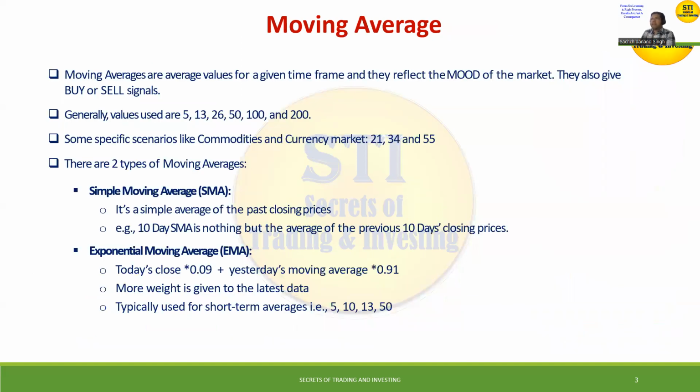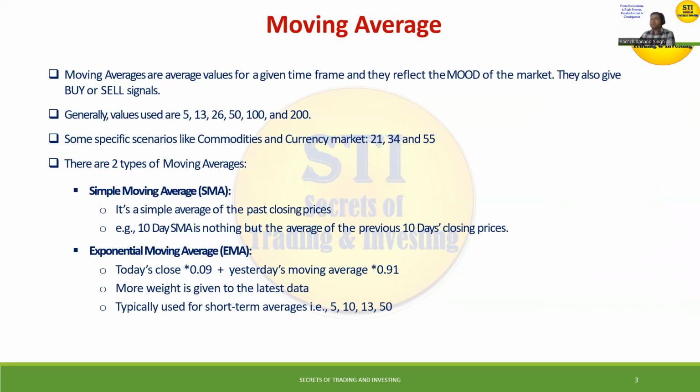So what is moving average? Basically, moving average in general provides some average value in a given time frame. For example, suppose any stock is trading at 90 rupees today, tomorrow 100 rupees, then 110, and another day 80 rupees.